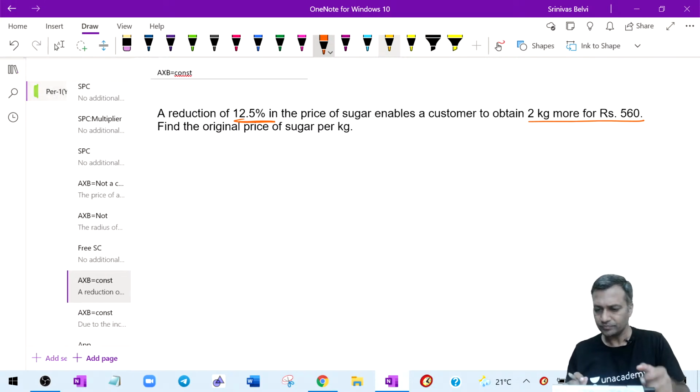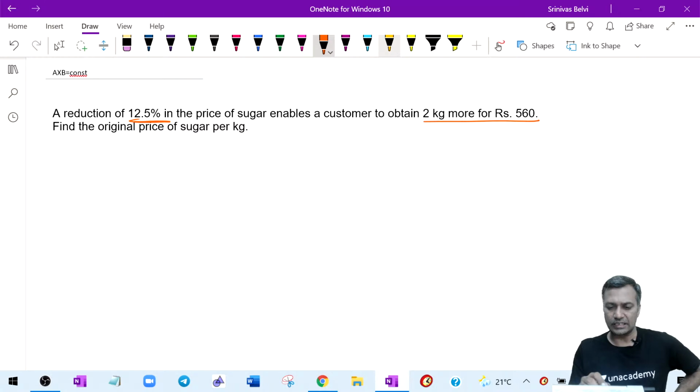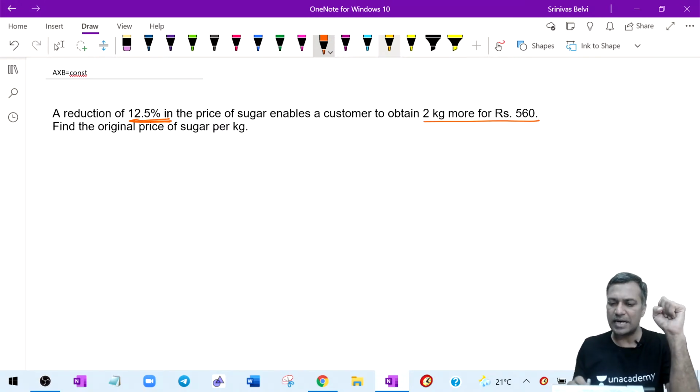Listen very carefully here. The reduction of 12.5% in the price of sugar enables a customer to buy 2 kg more for 560. Find the original price of the sugar. What is constant here? Budget is constant. Price into quantity is the amount. All right, amount is constant.